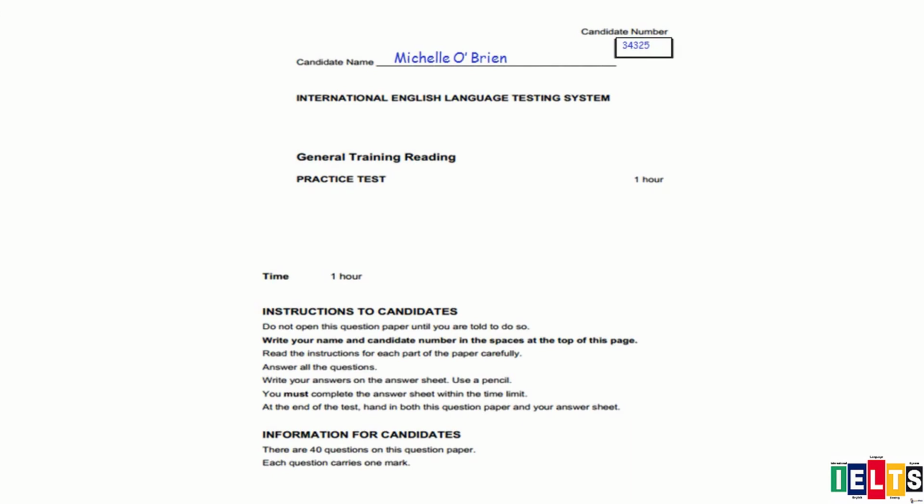Do not open the question paper until you are told to do so, which you already know. Write your name and candidate number in the spaces at the top of the page, which you should have already done. Then it says, read the instructions for each part of the paper carefully. Answer all the questions. Write your answers on the answer sheet. Use a pencil. You must complete the answer sheet within the time limit, which is 60 minutes, which again is something you already know. At the end of the test, hand in both the question paper and your answer sheet. Once you have read these instructions, we will begin.